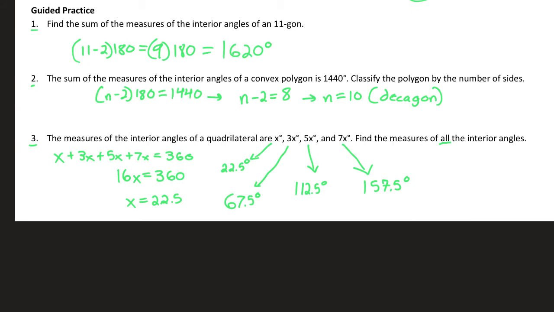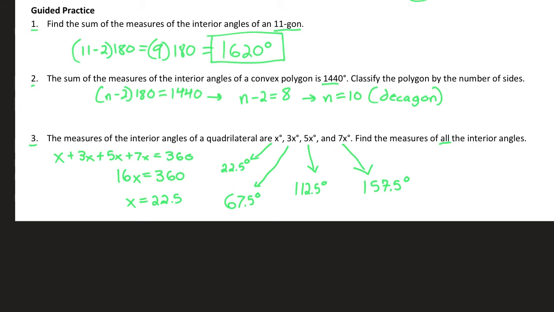Okay, so guided practice. Number 1, I just substituted 11 into our formula. 11 minus 2 is 9. 9 times 180, 1,620. For number 2, reversing our formula, the sum is 1440. I solved for n, the number of sides. I got 10. That shape is a decagon.